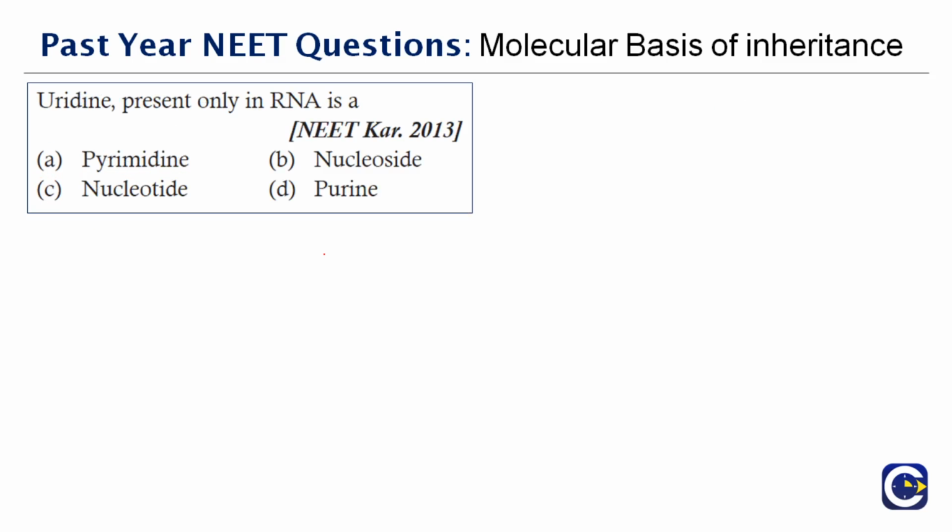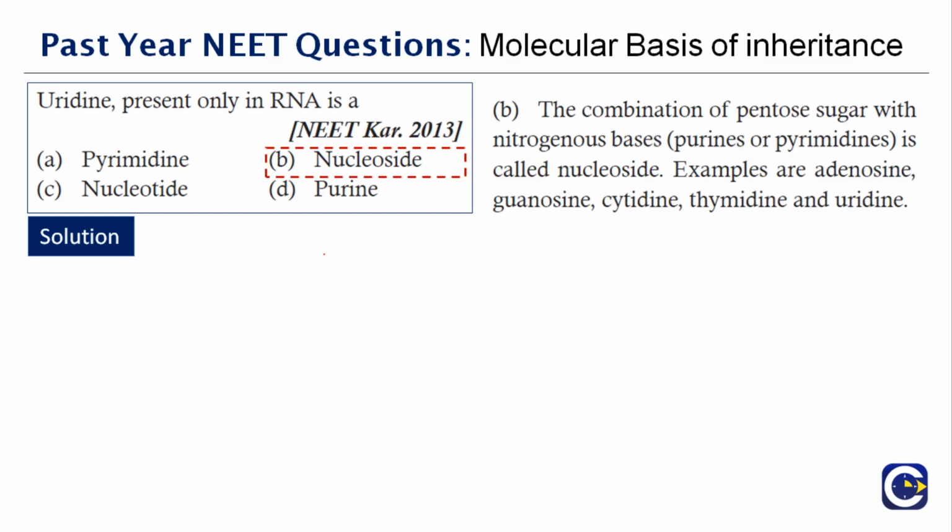Next question. Uridine present only in RNA is Dash. Okay, any idea what it is? Uridine is a nucleoside that is present in RNA. Simple question. The combination of pentose sugar and nitrogenous base gives you a nucleoside. So that is what makes an RNA, and the same thing goes for DNA as well. Therefore, the right answer to this question is option B, nucleoside.